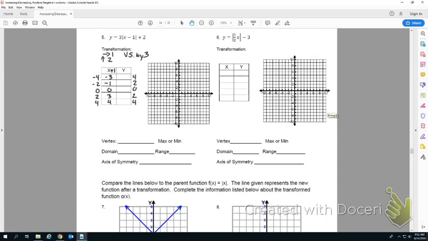And Kiana, if I'm moving the whole graph up 2, what do I need to do to all the y values? I need to add 2. And then Alvin, if I'm also vertically stretching it by 3, what do I need to do? Multiply. So the multiplying by 3 is your vertical stretch. Your adding 2 is your up 2.